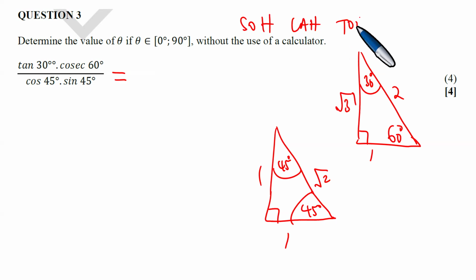Right, so the tangent of 30 degrees. This here is 30 degrees, and we're dealing with the tangent. The tangent is opposite over adjacent. So what do you think the tangent of 30 is here, Thor?